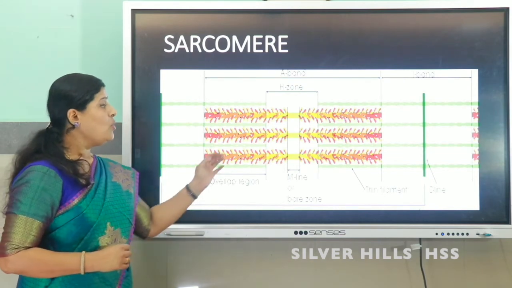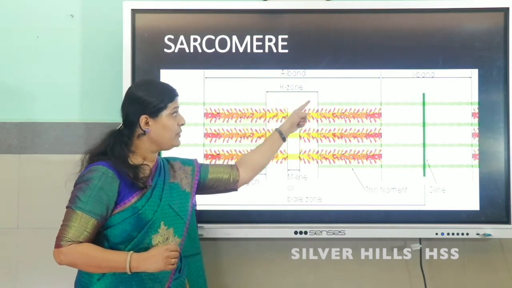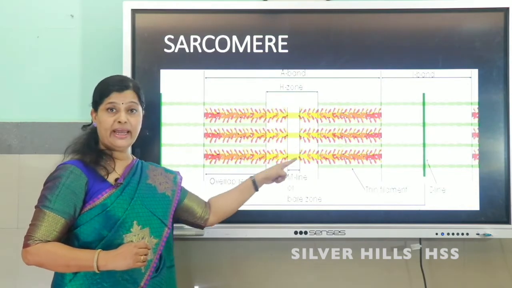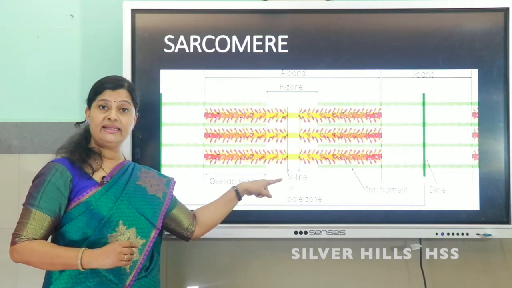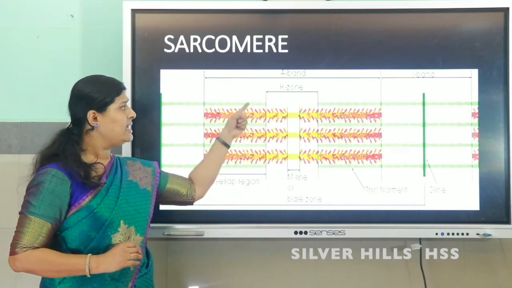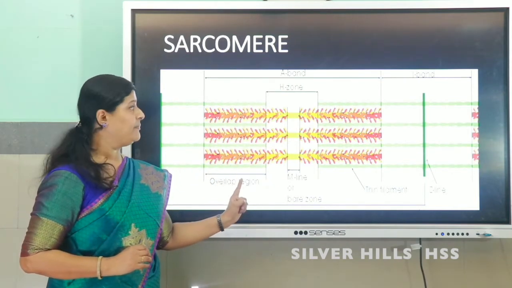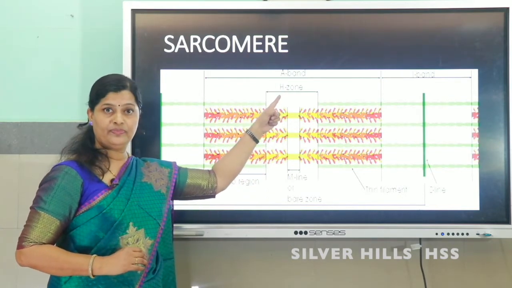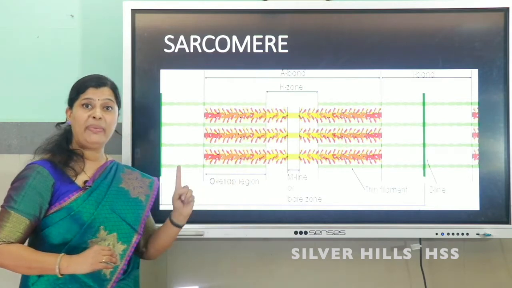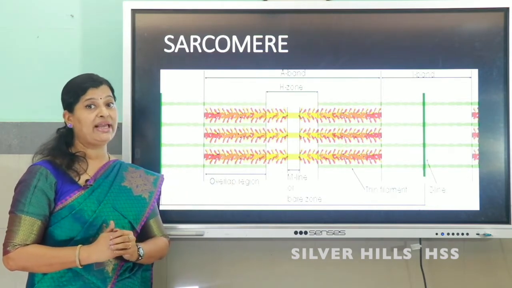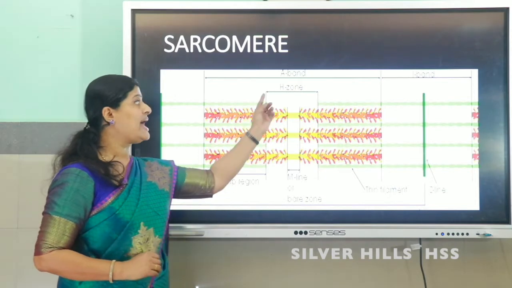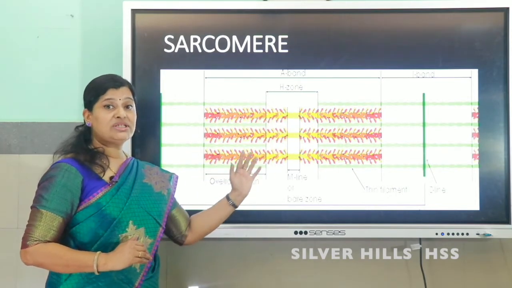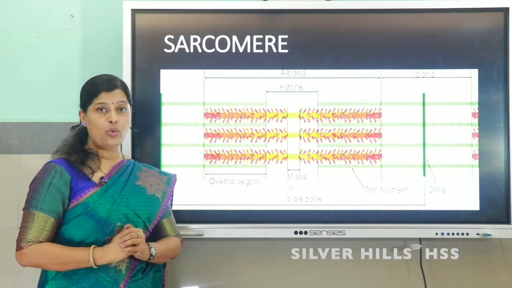Now when they contract, here you can see a zone where this overlapping is not taking place. Here you can see clearly the thick filaments only. The thin filaments are not overlapping. The area where the overlapping of thin filaments is not taking place on the thick filament is called the H zone. So that's it about the structure of a sarcomere.